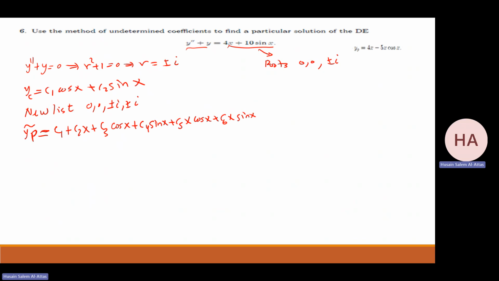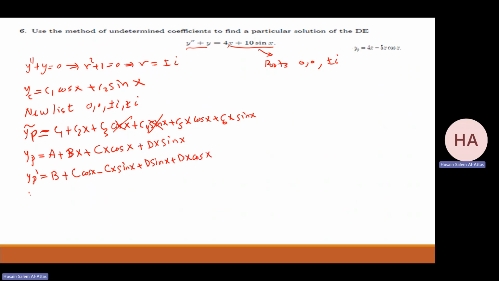I cancel YC, so I cancel this. So my YP is A plus BX plus CX cosine X plus DX sine X. I need Y double prime, so I need Y prime, that will be B. Be careful here. I have C cosine X minus CX sine X plus D sine X plus DX cosine X. YP double prime, that will be what? Minus C sine X minus C sine X minus CX cosine X plus D cosine X plus D cosine X minus DX sine X.